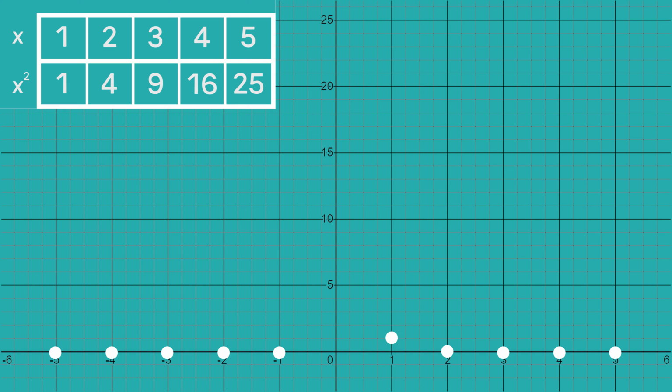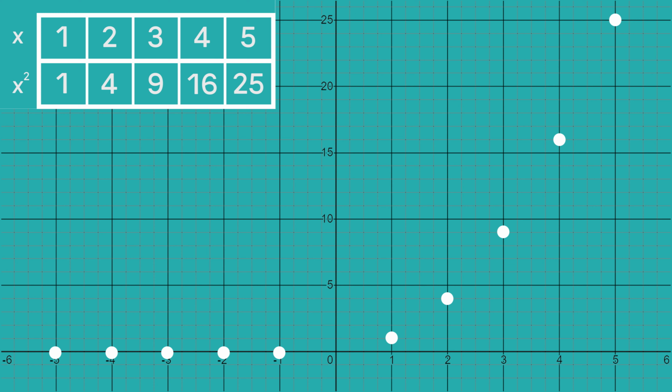Do the same thing for 2, and 2 squared is 4. Plot that on the y-axis. Repeat for the rest, and just plot the output on the y-axis for 1, 2, 3, 4, and 5. You should get this curve looking thing, but don't connect it just yet.